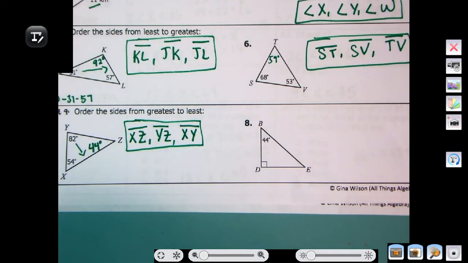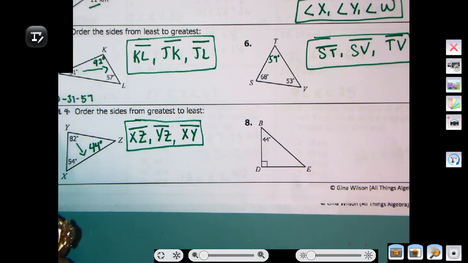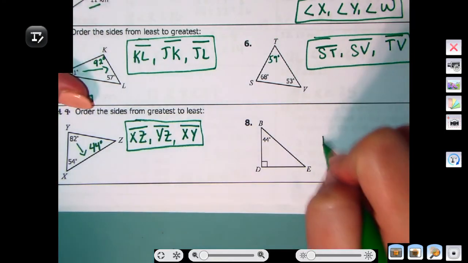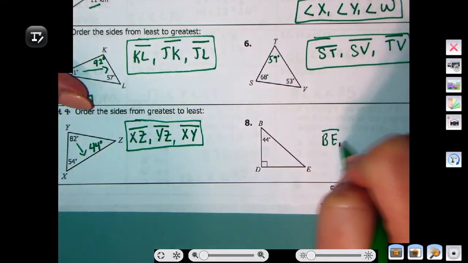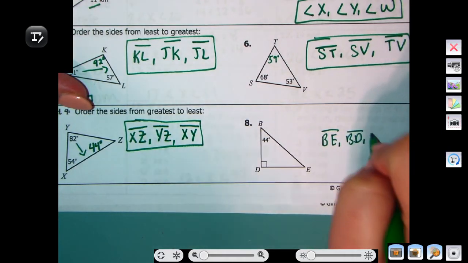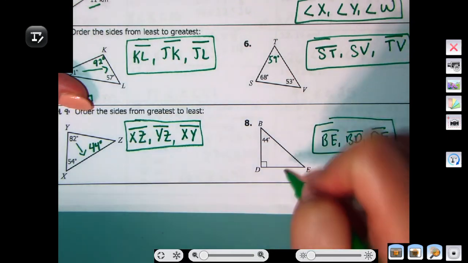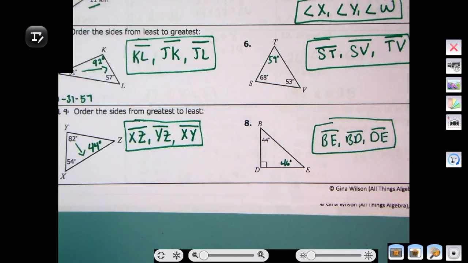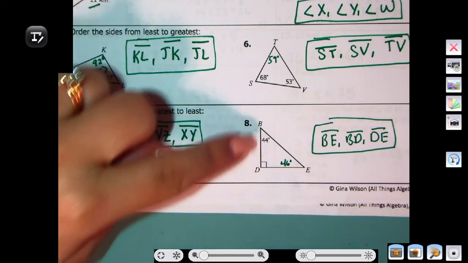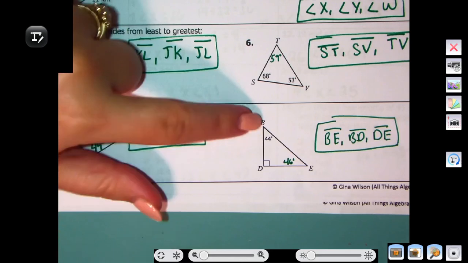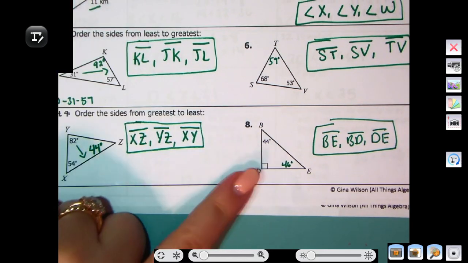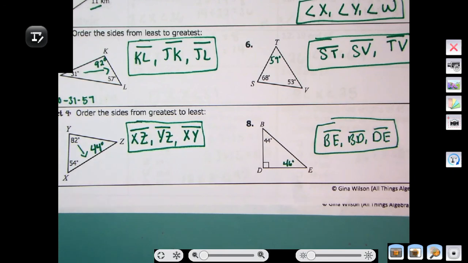Okay, and last one, why don't you go ahead and try number 8 on your own and then check back in. Okay, so if you tried that, here's what you should have gotten. So this was greatest to least, so the largest one was the 90-degree angle, so BE, then we had BD, and then DE. And that is it.